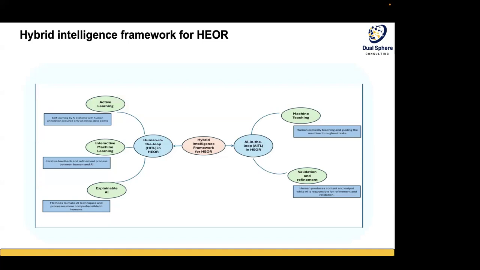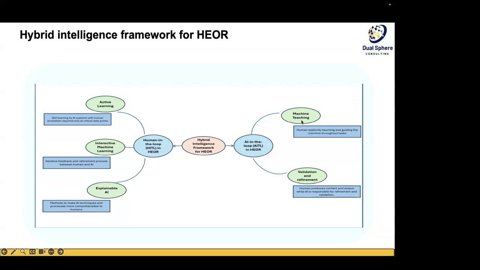Now, this is the hybrid intelligence framework for HEOR, which means at places where applicable, human in the loop, and at places where applicable, AI in the loop. Let's read this together. Active learning: self learning AI system with human annotation required only at critical data points. Interactive machine learning: iterative feedback and refinement process between human and AI. Explainable AI: methods to make AI techniques and processes more comprehensible to humans. There is human in the loop.